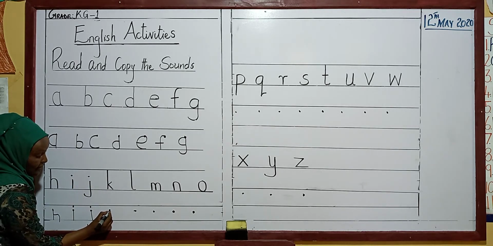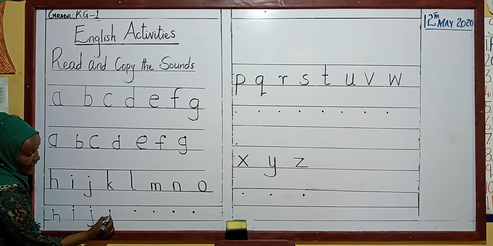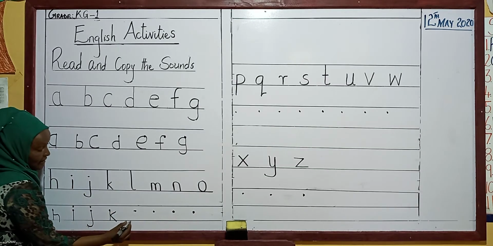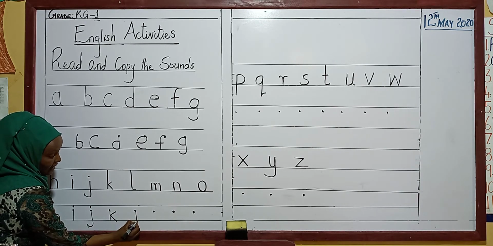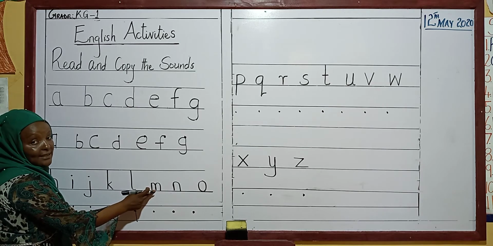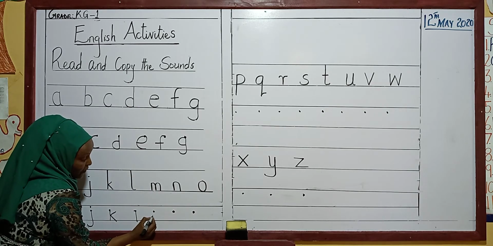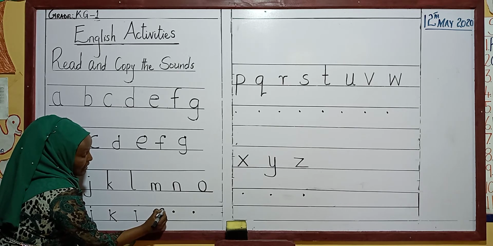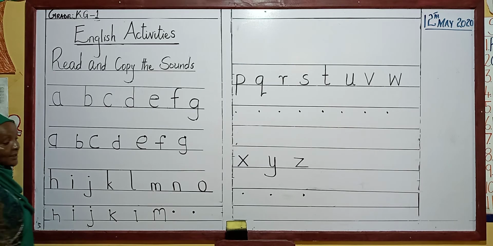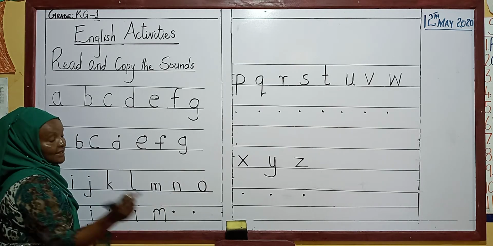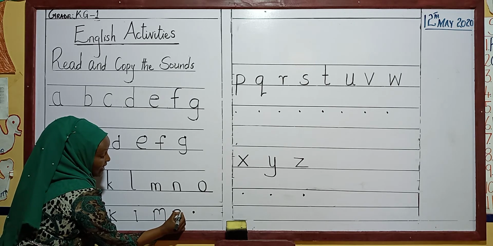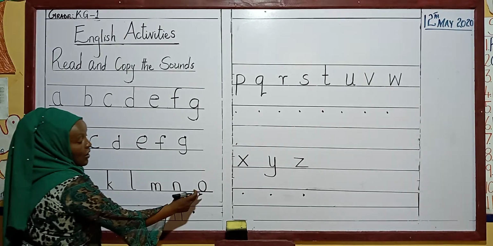Pencil on the dot, we are going to write down, we go to the center, we write up, we go back to the center, we write down. K for kite. L for leg, pencil on the dot, we are going to write down, a stick. M for mat, pencil on the dot, we are going to write down, we come back here, we write around and then up, and then down. N for net, pencil on the dot, we are going to write down, we come back here, we write aside, down.